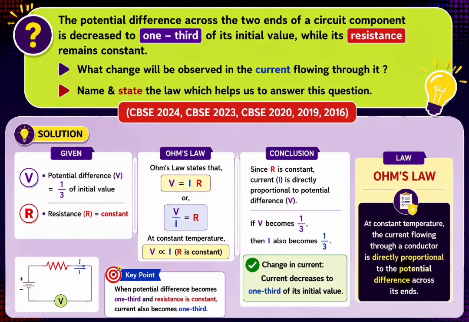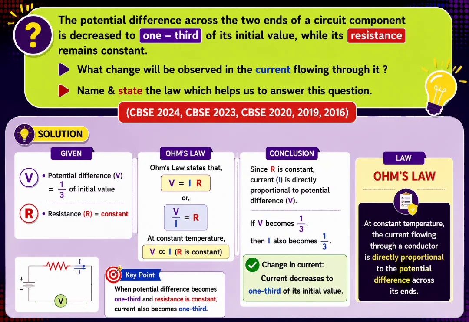Let's wrap up today's session with a heavyweight problem that has hit the board exam multiple times, including 2024, 23 and 20. The problem states the potential difference across the two ends of a circuit component is decreased to 1/3 of its initial value, while its resistance remains constant. What change will be observed in the current? Also name and state the law that helps us answer.